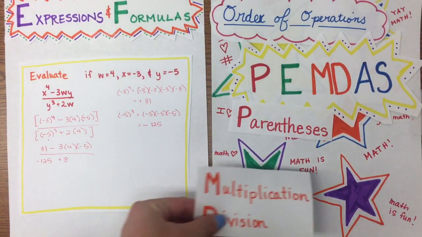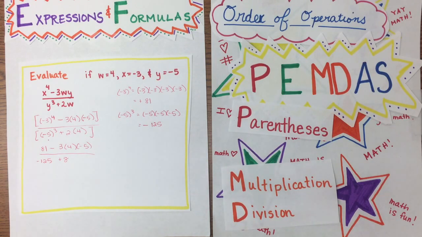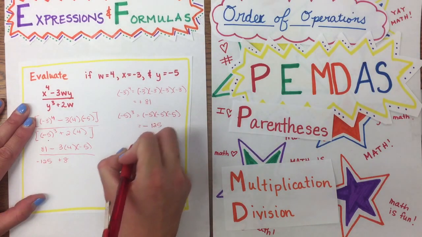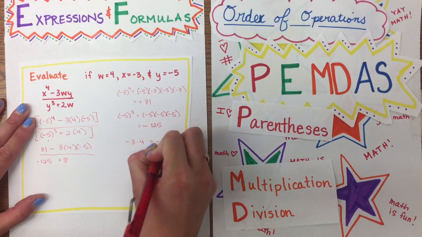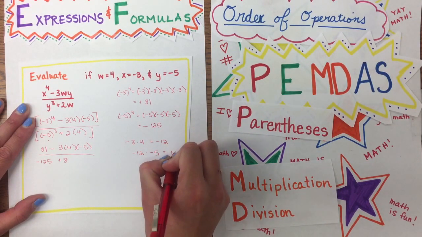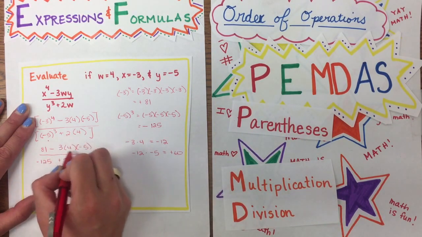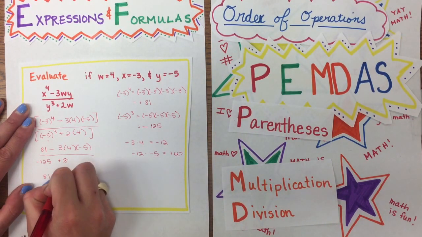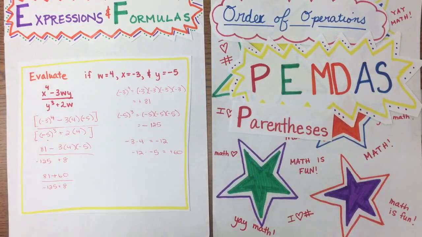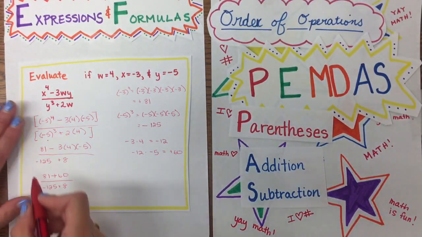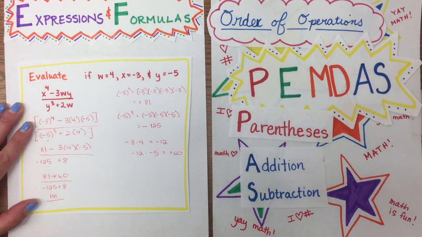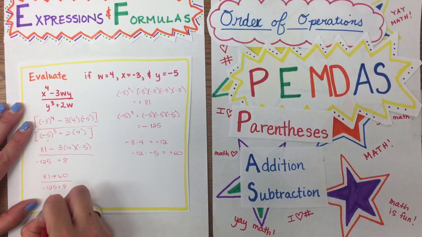Now I'm going to move on to multiplication and division, working from left to right. I have multiplication here. So I'm going to take negative 3 times 4, and that's negative 12. And then I can take negative 12 times negative 5, which is positive 60. So this quantity here is positive 60. So 81 plus 60 divided by negative 125 plus 8. Now I'm going to move on to addition and subtraction. 81 plus 60 is 141. Negative 125 plus 8 is negative 117.